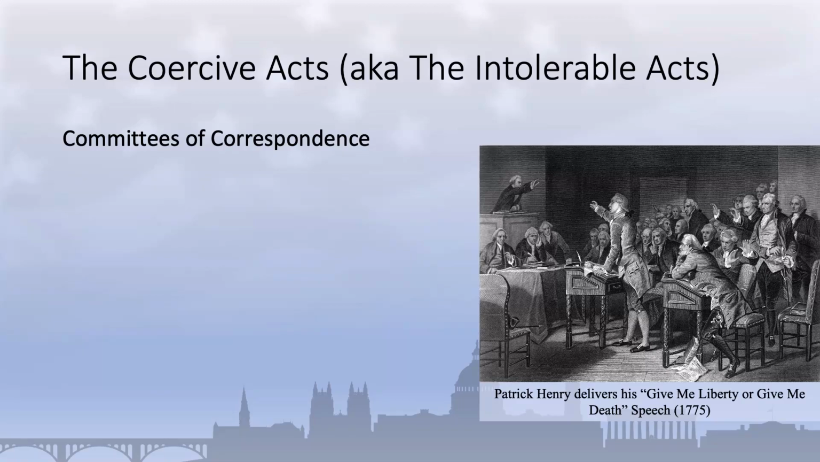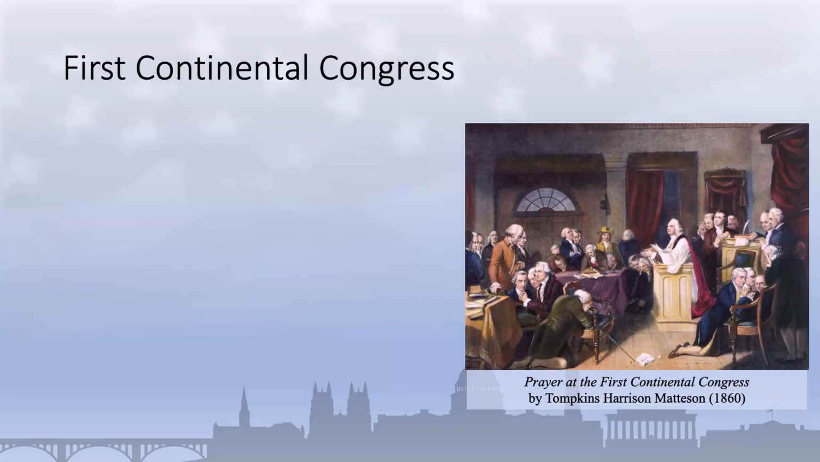Members of the Committee of Correspondence played a central role in the First Continental Congress, which was held in September and October 1774 in Philadelphia. Of the original 13 colonies, only Georgia did not participate in the First Continental Congress.